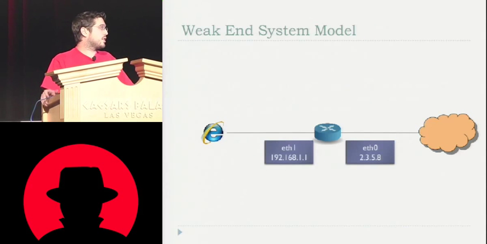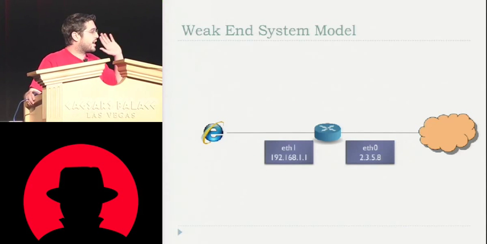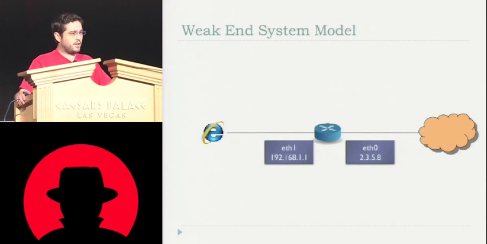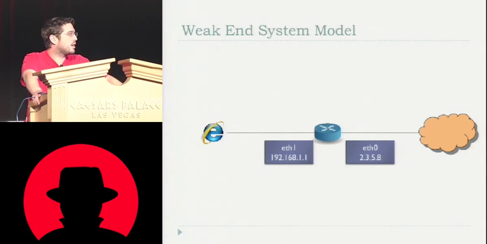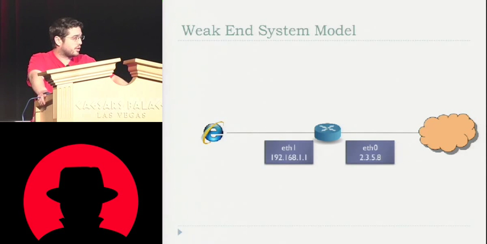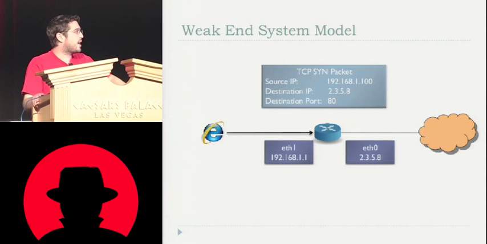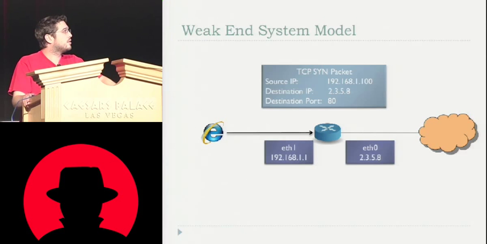So let's take a look at how this works in the context of the router. Okay, again, we have an internal client, a router, and the internet. So the router has two interfaces. ETH0 is its public WAN interface, and ETH1 is the internal interface. Now, ETH0 has an IP address of 2358. That's the router's public IP. So what happens when an internal client tries to browse to 2358? Well, he's going to send a TCP SYN packet. And the router's going to look at this and say, well, the destination IP is 2358. That's one of my IP addresses.